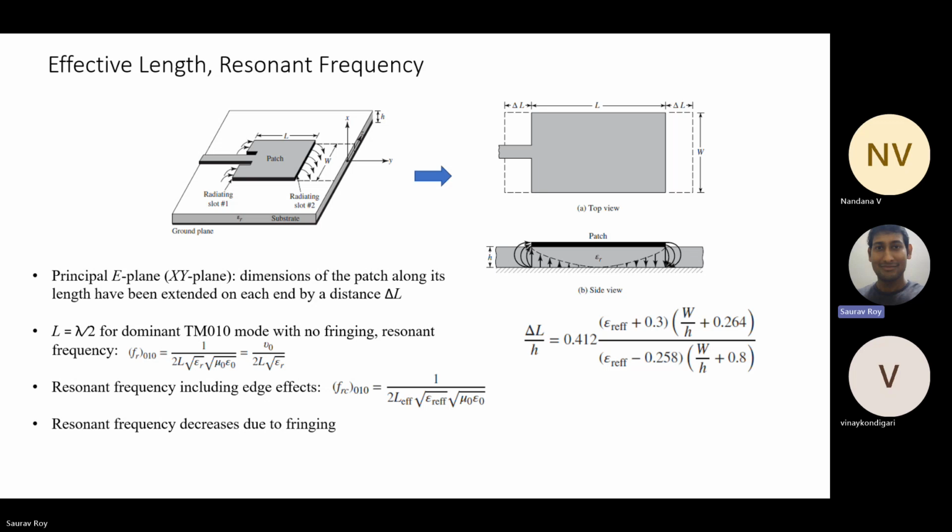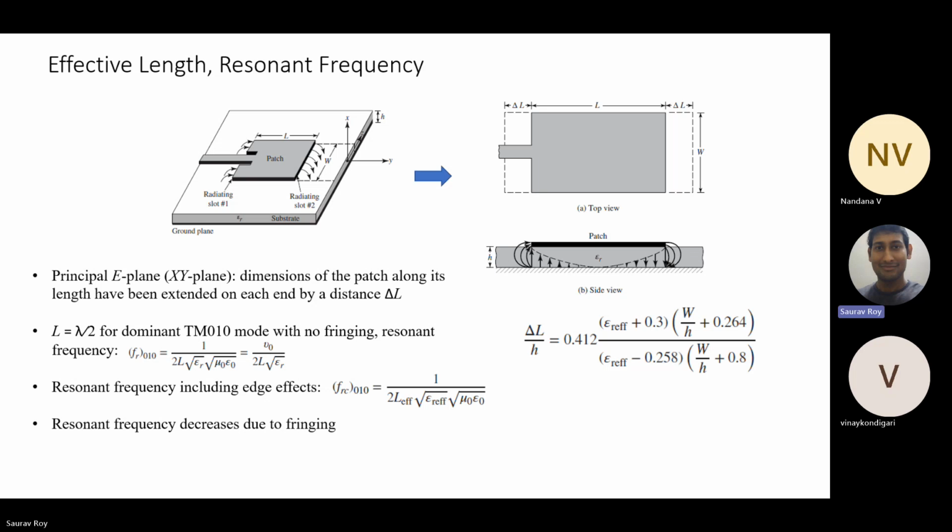This field mode comes from a resonant cavity mode. We'll look into this later, but for now remember that the main or dominant mode is TM010. The length is very vital. Generally, the patch antenna length L would be around lambda by 2, not exactly, but close to lambda by 2. I hope you understand why it should be lambda by 2.